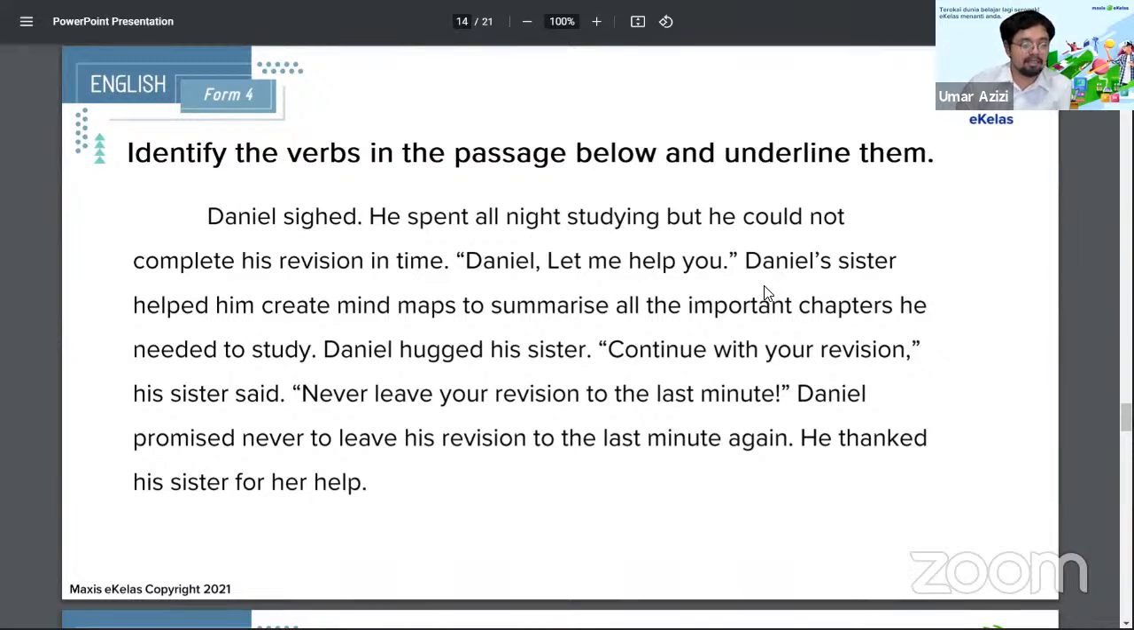Daniel hugged his sister. Continue with your revision, his sister said. Never leave your revision to the last minute. Daniel promised never to leave his revision to the last minute again. He thanked his sister for her help. All right, and that's it. So, what verbs could you find in this passage?